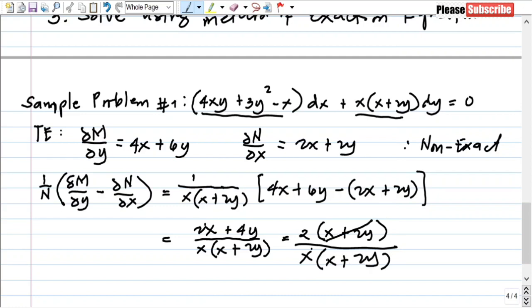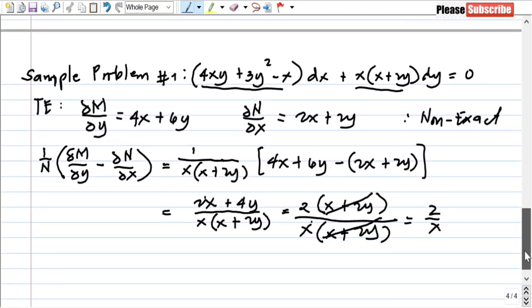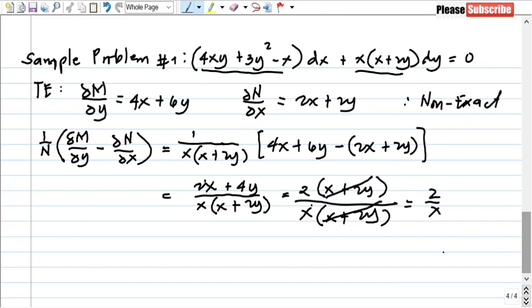So, notice, eto, nag-cancel na siya. Nag-cancel na siya. So, ano natira? Okay, so, kita nyo, function of x alone lang yung natira. Ayan po. Now, we can already use mu is equal to e to the integral. So, tingin nyo, ito na yung magiging f of x natin.